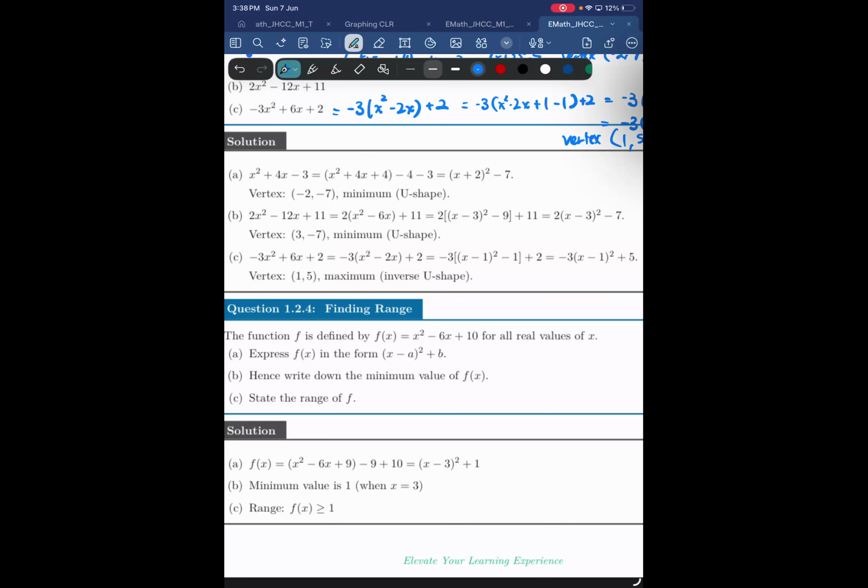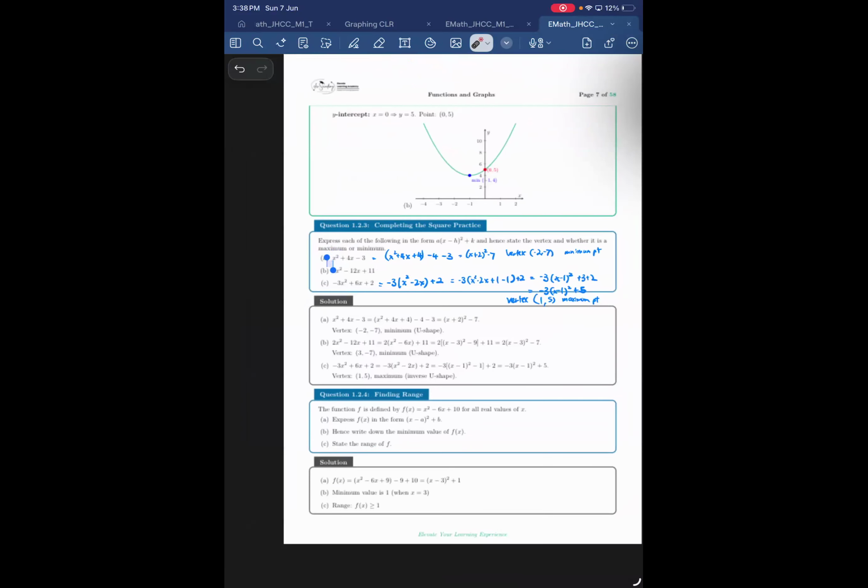So if it's a U-shaped graph, then say the minimum point here is k. That means y can take values more than or equal to k. Like the range, all these y values here will be more than or equal to k. So if your minimum value is 1, then the range, which is asking what y values the graph can take, is more than or equal to 1. So this one is quite simple.